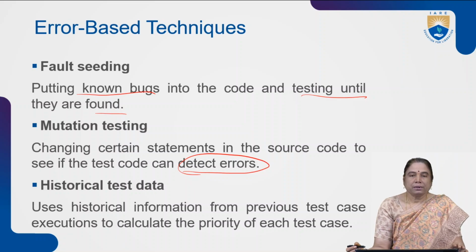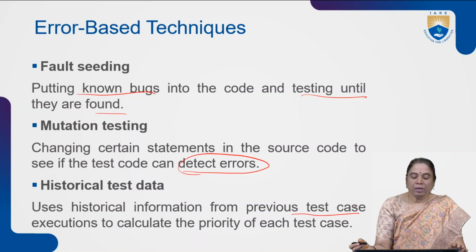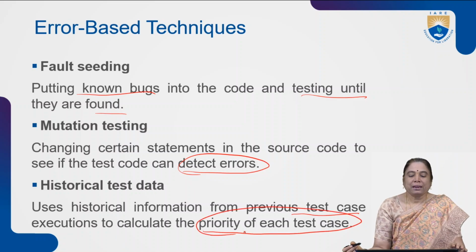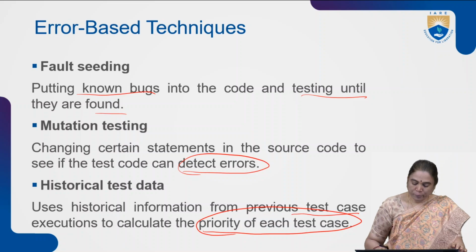And historical test data uses historical information from previous test cases to calculate the priority of each test case. So these are the error-based techniques in which bugs are intentionally introduced in the code, and whether the designed test cases uncover these bugs or not is verified.